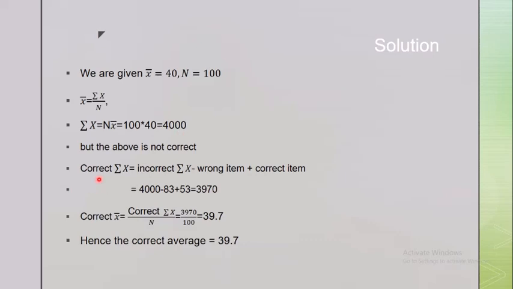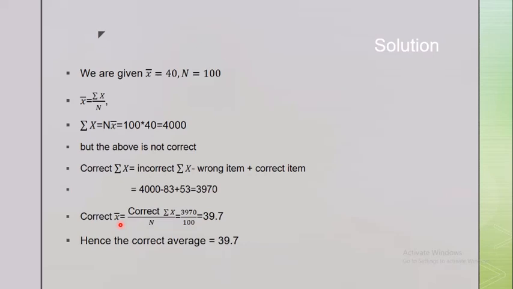Now how to correct the whole problem? The correct summation is equal to the incorrect summation, minus the wrong item, plus the correct item. In this case, the incorrect summation is 4000, minus the wrong item. From the question we know that the wrong item is 83, plus the correct item is 53, right? So just substitute all the values in this formula, and you get 3970.